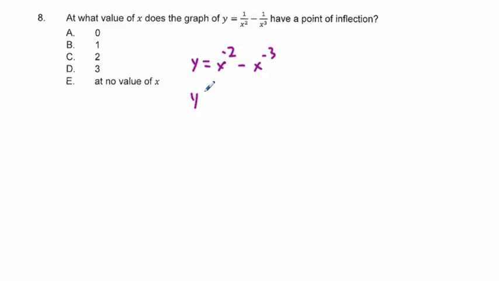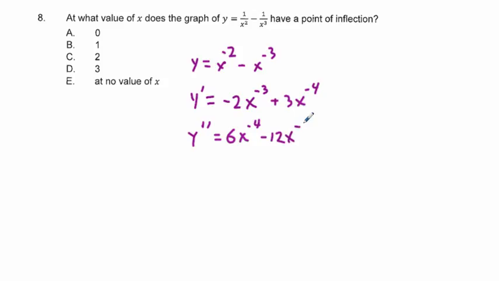Your y prime for this is going to be negative 2 x to the negative 3 power, and we're going to have negative 3 times negative sign here, so we're going to have positive 3 x to the negative 4 power. And y double prime is going to be equal to negative 3 times negative 2, which is 6 x to the negative 4 power, and we're going to have negative 4 times 3, which is minus 12 x to the negative 5 power.